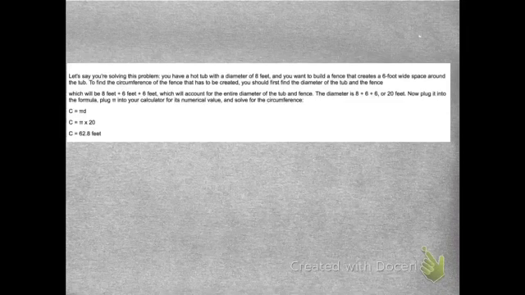To find the circumference of the fence that has to be created, you should first find the diameter of the tub and the fence, which will be 8 feet plus 6 feet plus 6 feet, which will account for the entire diameter of the tub and fence. The diameter is 6 plus 6 plus 8, or 20 feet. Now plug it into the formula, plug pi into the calculator for its numerical value, and solve for the circumference. So the formula is C equals pi d, C equals pi times 20, C equals 62.8 feet. And that is your final answer for this problem.